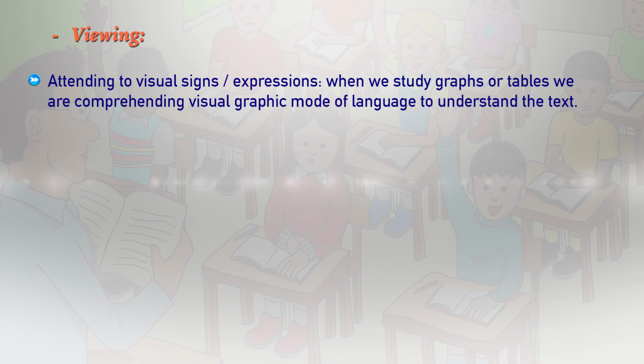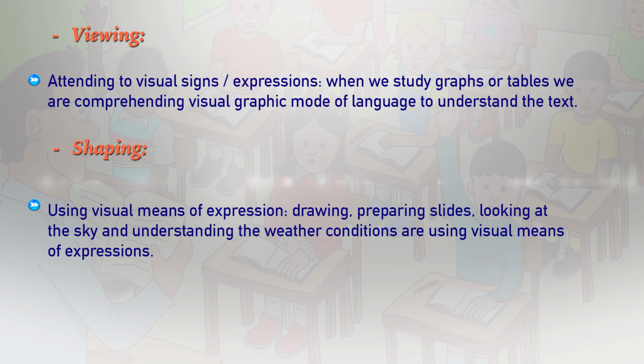For instance, when we study graphs or tables, we are comprehending the visual graphic mode of language to understand the text. Next, shaping. Shaping is using visual means of expression like drawing, preparing slides. Looking at the sky and understanding the weather conditions are examples of using visual means of expression.